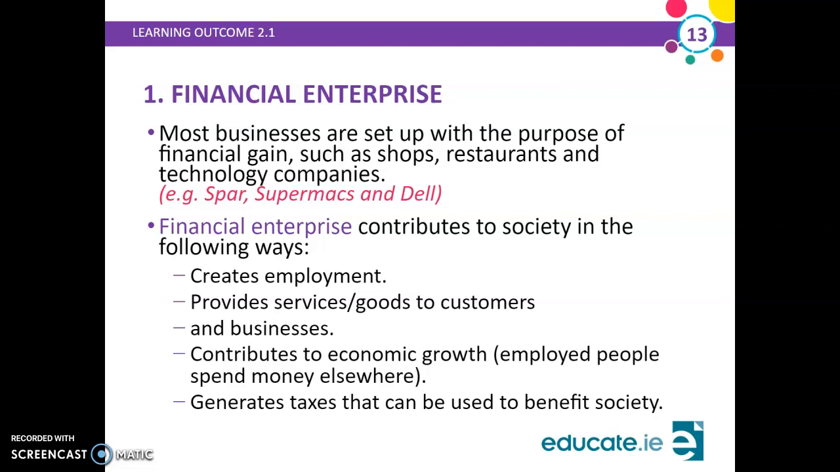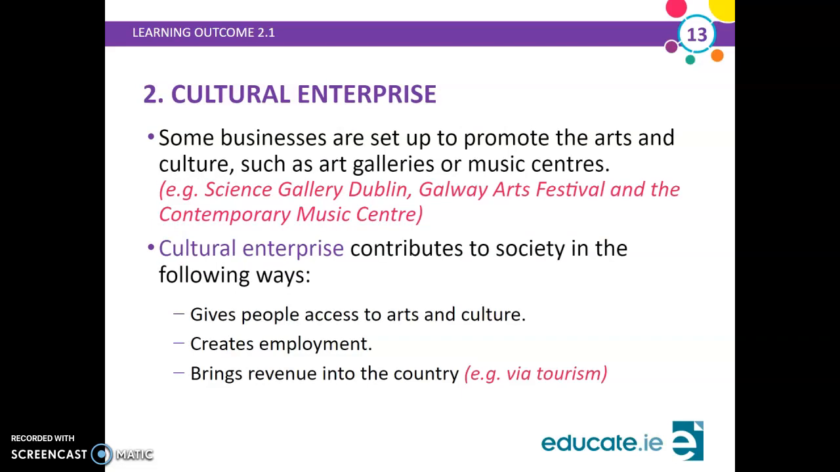Financial enterprise contributes to society in the following ways: creates employment, provides goods and services to customers and businesses, contributes to economic growth by employing people who spend money elsewhere, and generates taxes that can be used to benefit society. So you can see that the question can be asked in two ways. It's the same. How do entrepreneurs and enterprise benefit society? And it's thinking of it all the time: employment, goods and services, more money in the economy, and it generates taxes for services. Them four things.